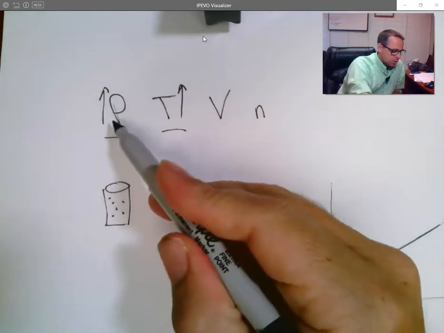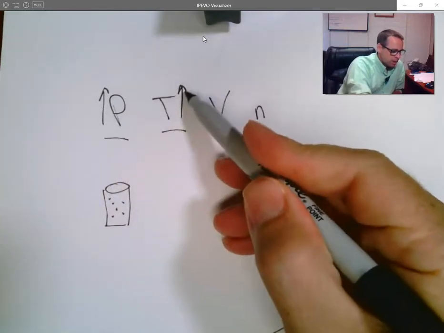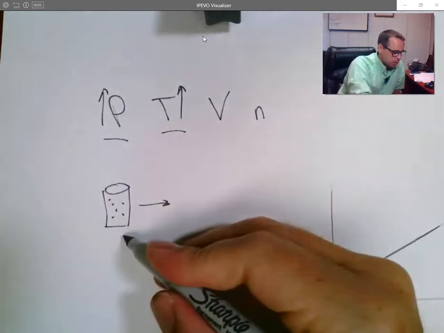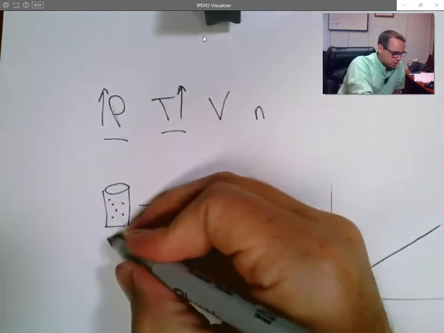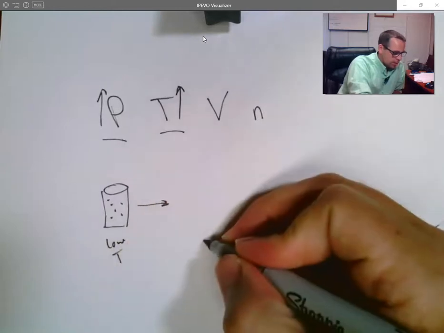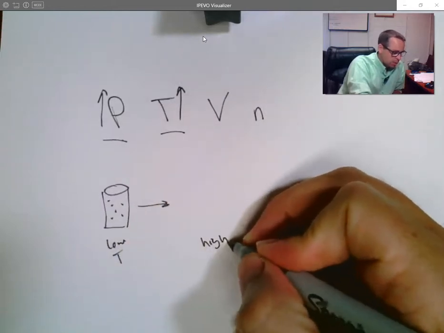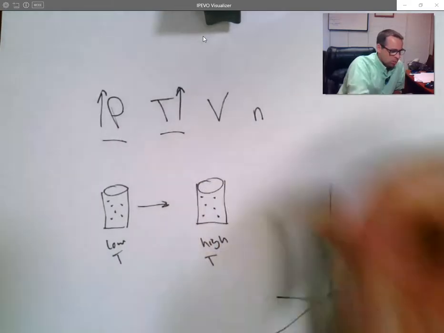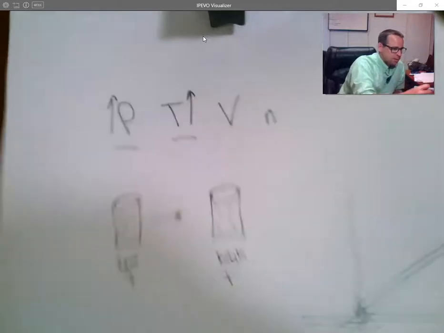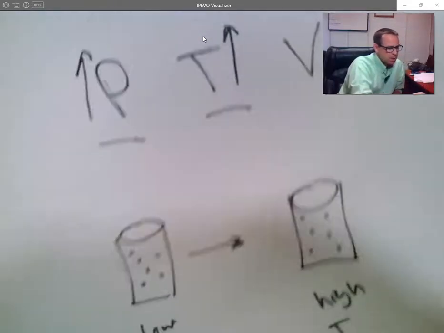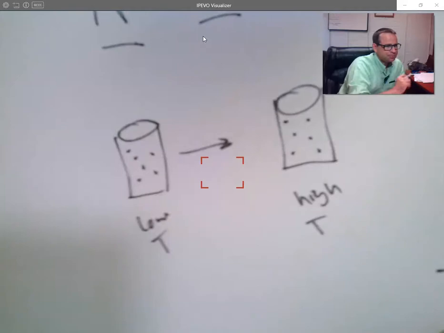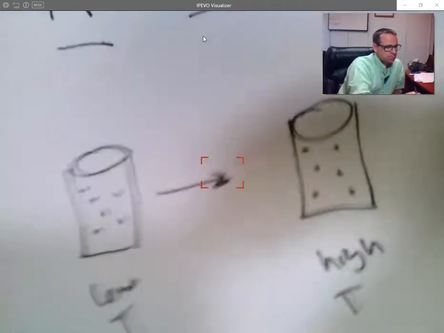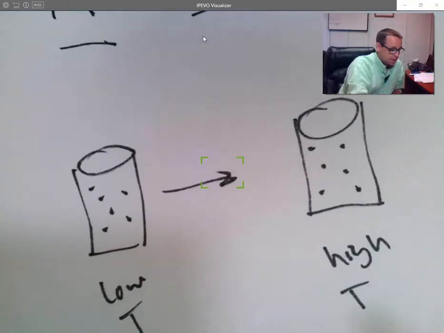Okay, so we're saying that if we increase temperature on a condition, the pressure will increase. So here's our initial condition, low temperature, and then we're raising the temperature. We'll just say high temperature. Now, how do I represent the temperature of these dots? Do you remember, Harry? They'll be moving around a lot more? Yes, at high temperature they will be.